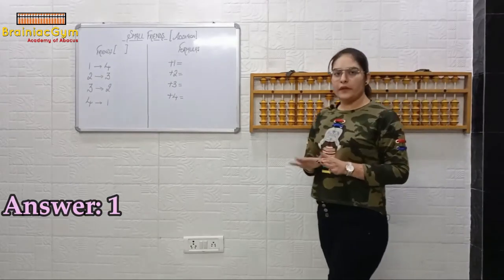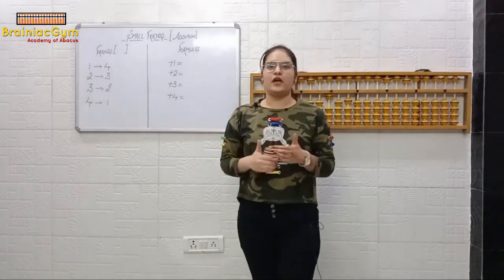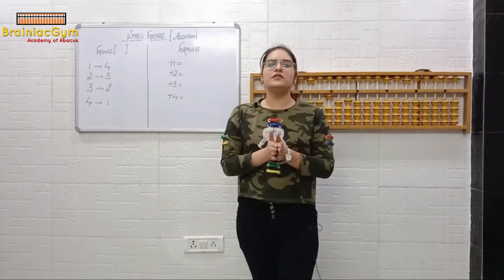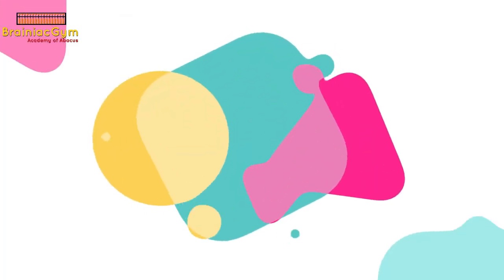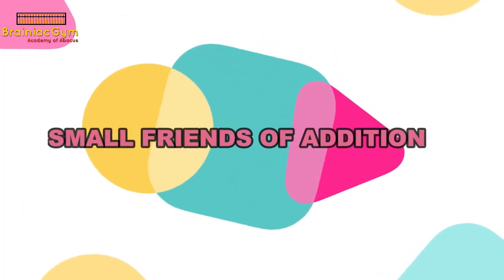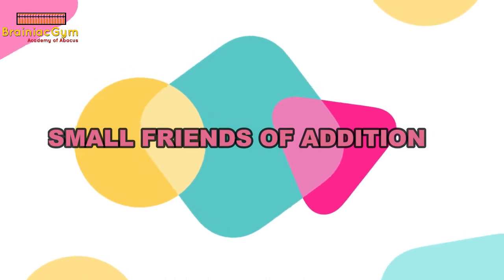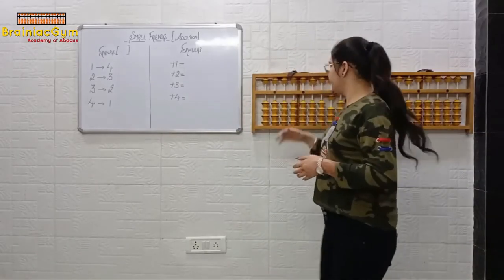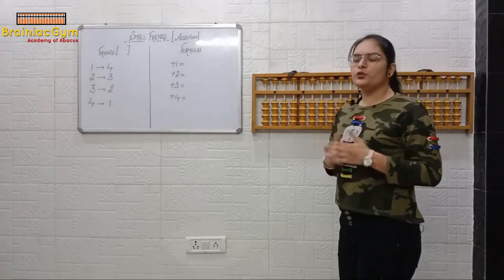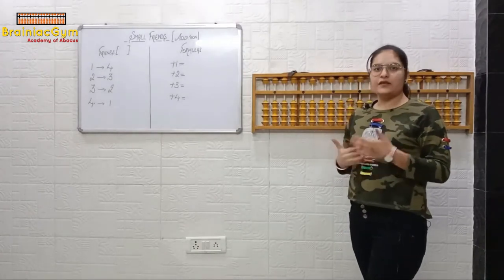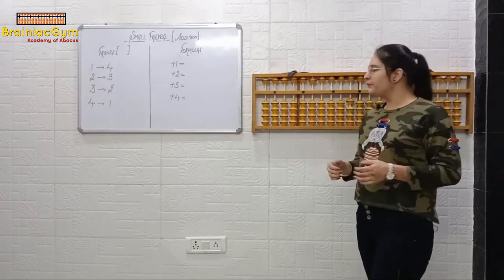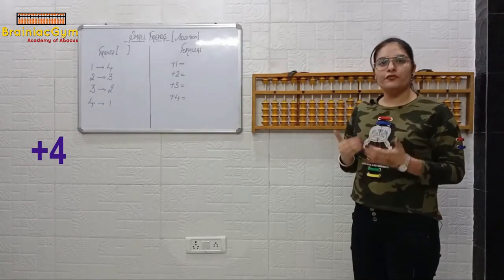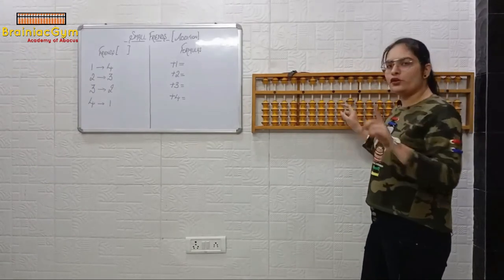I hope week 2's concept is clear as we have done the revision. Now we will start with today's concept, that is small friends of addition. So, ready? We will do the sum on abacus. Then we will understand when and how to use small friends. Clear? Okay.